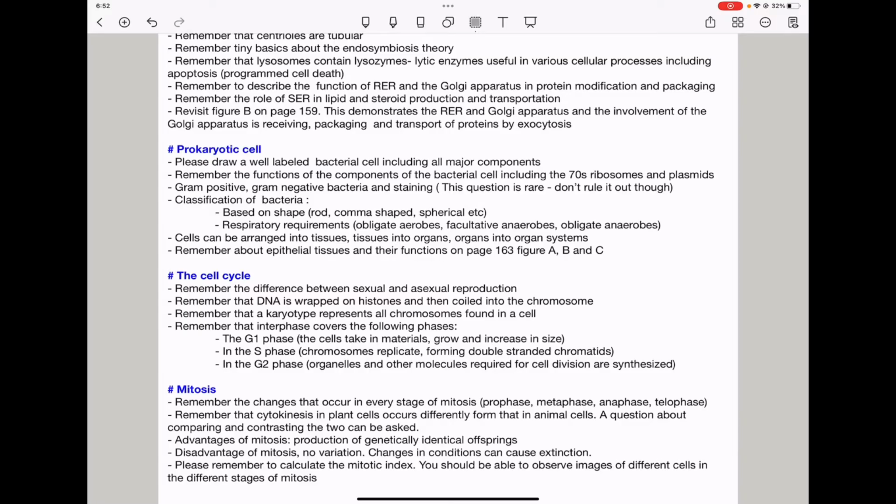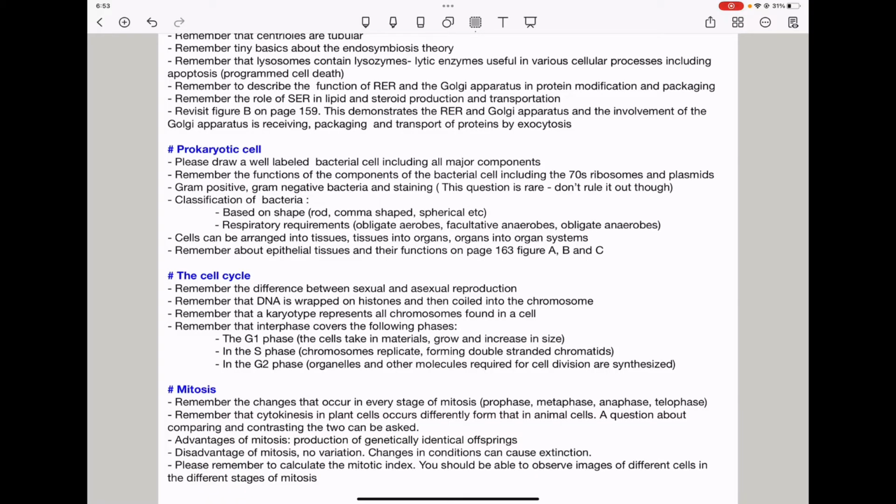When we move to interphase, you need to remember all the three phases of interphase. There is the G1 phase where the cells take in material, grow and increase in size. Then we have the S phase where the chromosomes replicate, forming double-stranded chromatids. And we have the G2 phase where organelles and other molecules required for cell division are synthesized. So please make sure you fully understand what happens in interphase. And after that, we go to mitosis.